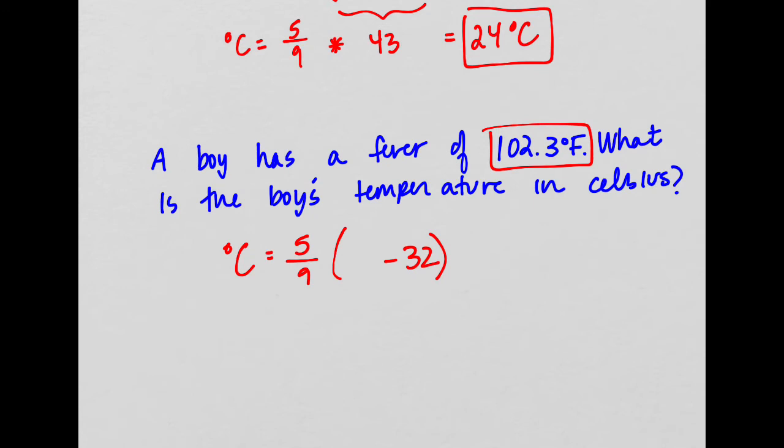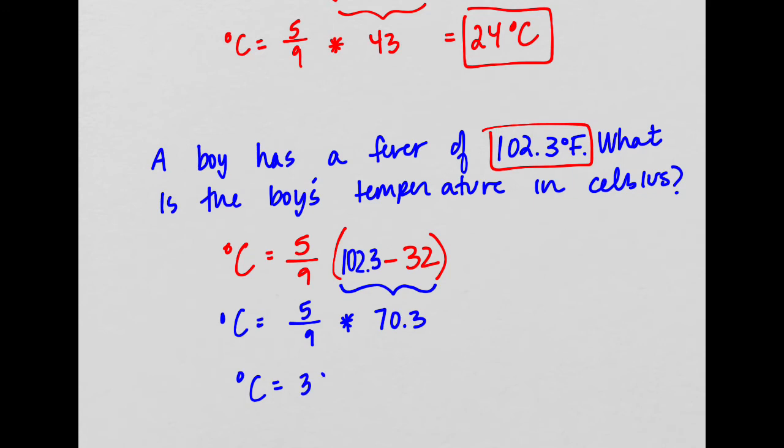We were given 102.3. Then we're going to first subtract these. So 102.3 minus 32 is 70.3. Then we're going to multiply by 5/9, and that will give us our degrees in Celsius. So when we plug that into the calculator, we get a temperature of 39.1 degrees Celsius. There's our answer.